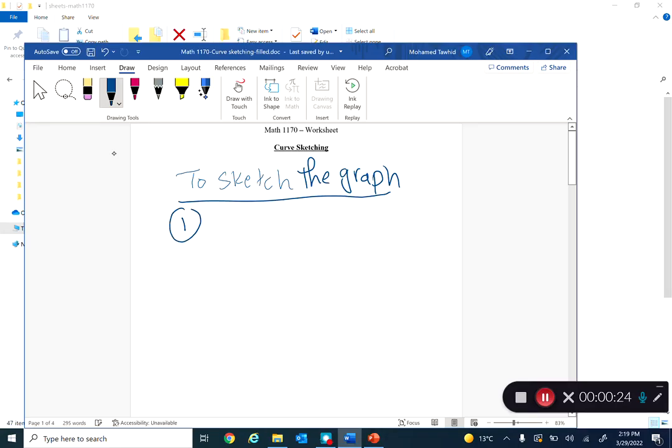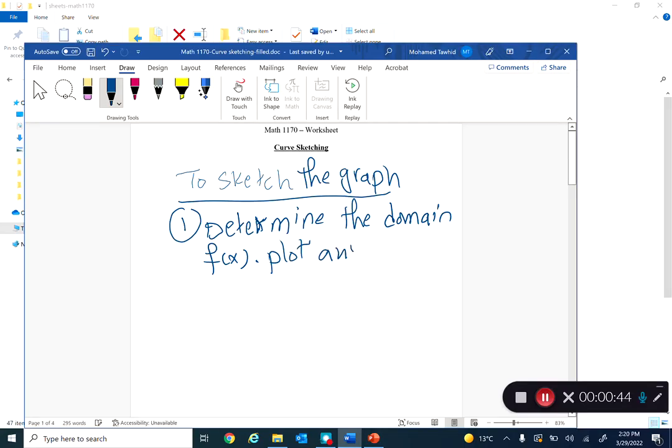Step number 1, you have to figure out, if you can, the domain. So I need to determine the domain of your f of x. That is step number 1. And here we also try to plot any x-intercept that may exist. It might be there is no x-intercept, it might be there is a y-intercept.